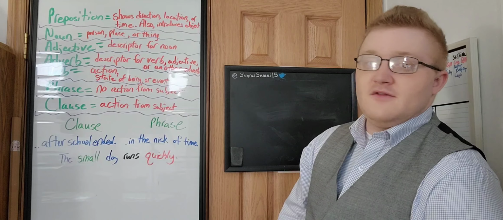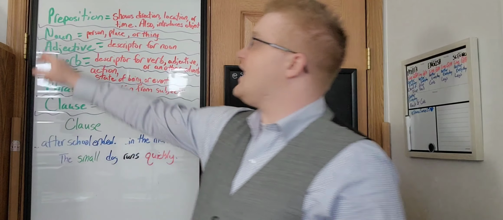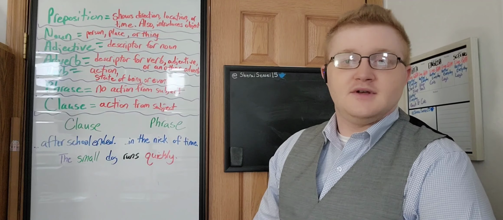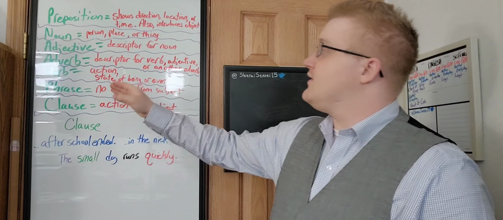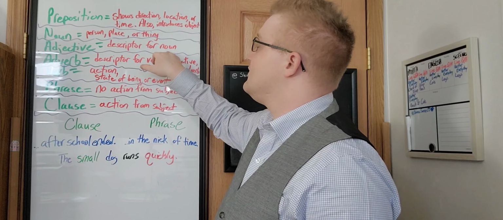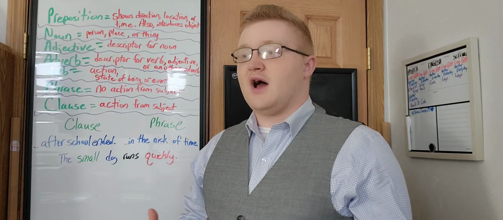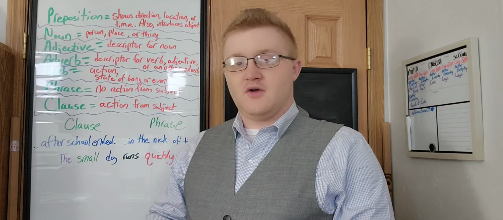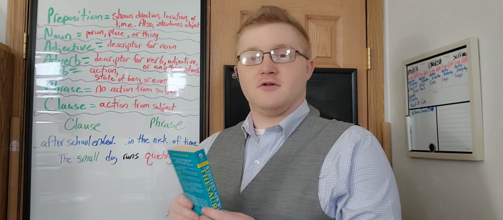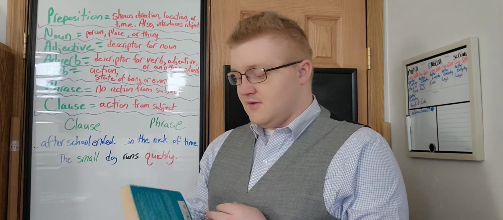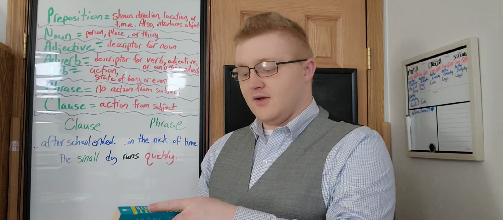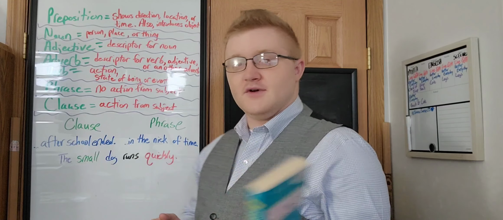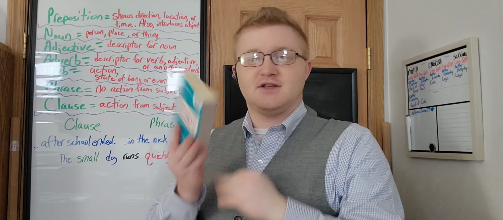Now, the object in question is the noun, which is a person, place, or thing. Pretty simple on the noun. Person, place, or thing. Now, an adjective is a descriptor for the noun. So, if you're trying to describe, let's say, this book, I can say the blue book, or the small book, or I could say the book with yellow letters, right? Any one of those describes the book, which is the noun in this case.